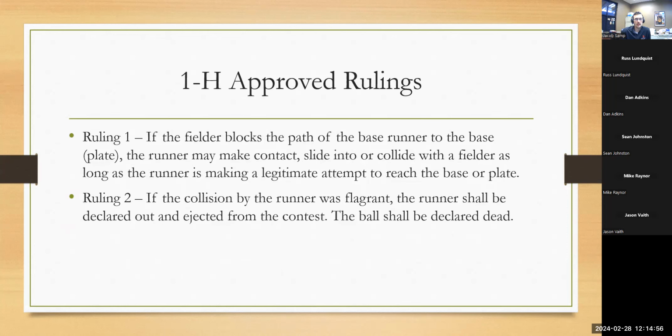If the fielder blocks the path of the base runner and they make contact, slide into, or collide, as long as it's a legitimate attempt to reach the plate or base, we're fine. If the contact is flagrant, out and ejected. And flagrant, as we've already discussed, is along the lines of malicious. And, as Sean said earlier, we're going to deem intent based on a lack of attempting to avoid the collision.